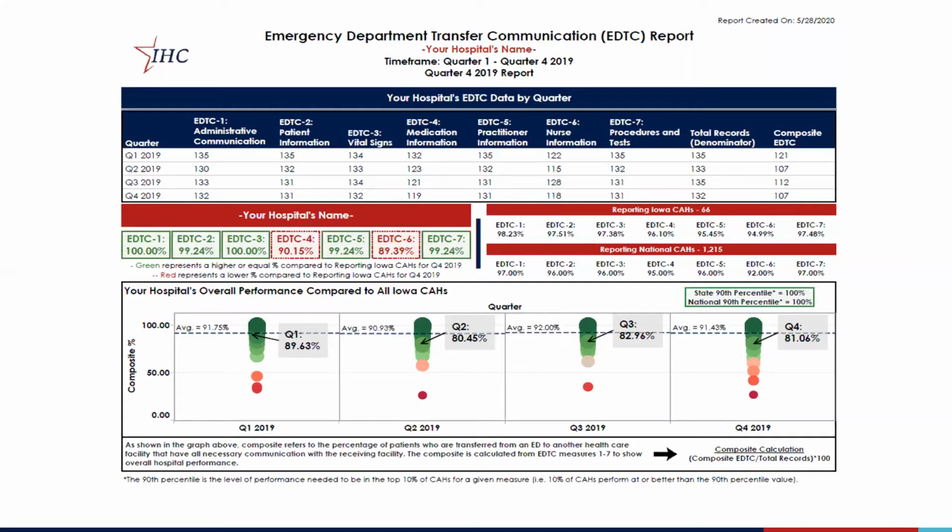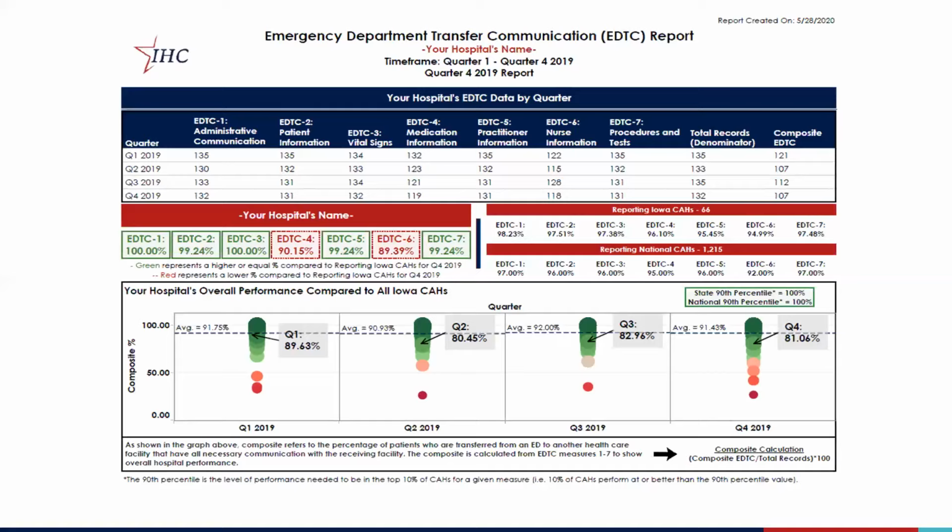Below that, you'll see 3 red bars. The 2 to the right are the reporting Iowa critical access hospital averages for each element, and the one below that is the reporting national critical access hospital averages for each element. To the left, you'll see some green and red boxes. These are comparing your report to the Iowa critical access hospital averages for Q4 2019 only. So you'll see, for example, this box in red, EDTC number 4 is 90.15, which is comparing it to the reporting Iowa critical access hospital average EDTC number 4, which is 96.10. Therefore, it's red because it is below the Iowa average.